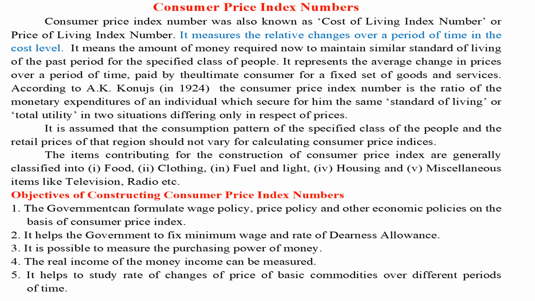According to A.K. Konus, in 1924, the Consumer Price Index number is the ratio of the monetary expenditures of an individual which secure for him the same standard of living, or total utility, in two situations differing only in respect of prices. It is assumed that the consumption pattern of the specified class of the people and the retail prices of that region should not vary for calculating consumer price indices.